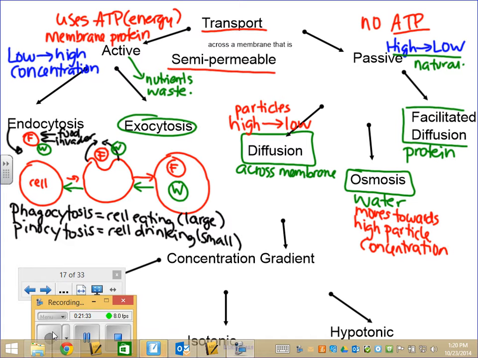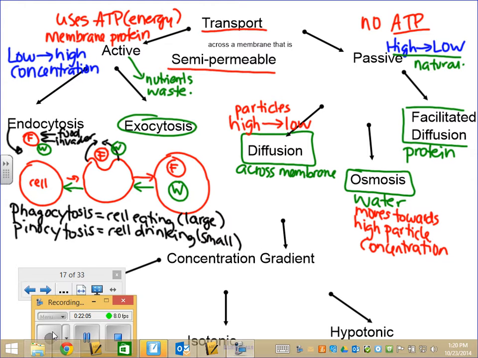Now that sounds like the opposite of passive transport, but if there are lots of particles, that means that there's not very much water. So water is still moving from a place where it has a high concentration to a place where water has a low concentration. But if we're looking at particles, which we usually are, water tends to move the opposite way. Water always moves to the place where there is higher particle concentration, trying to dilute it.